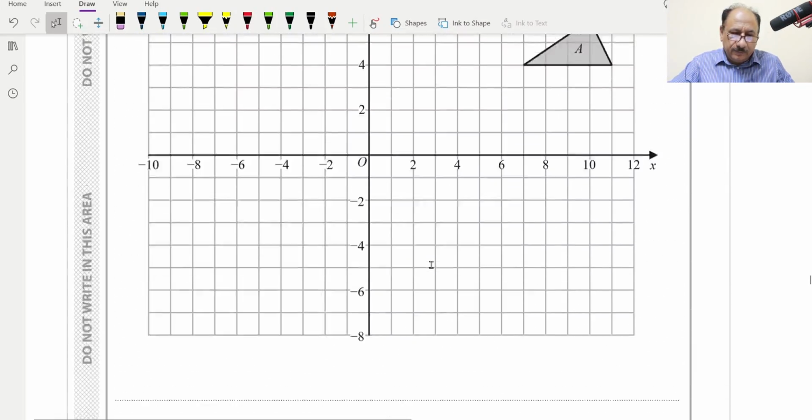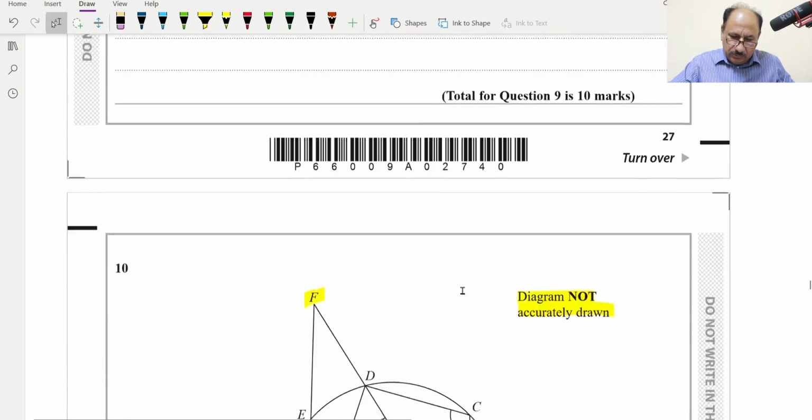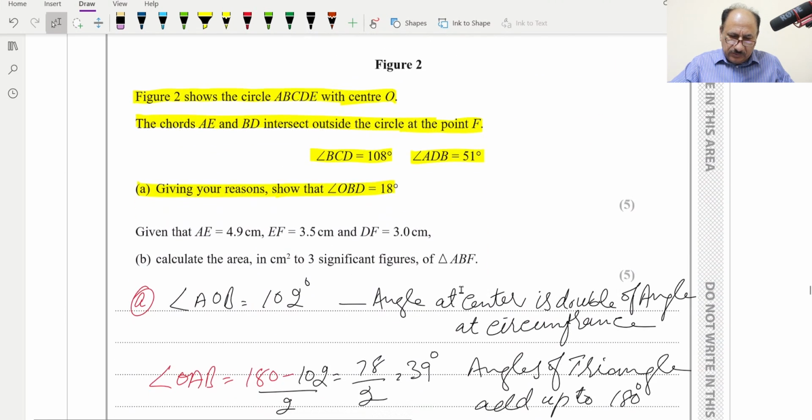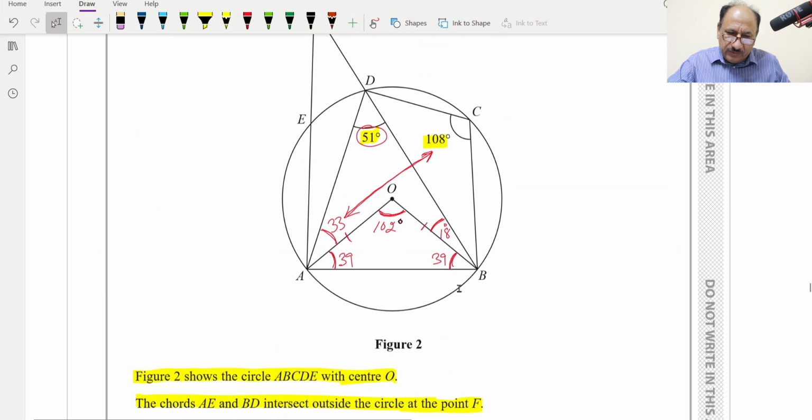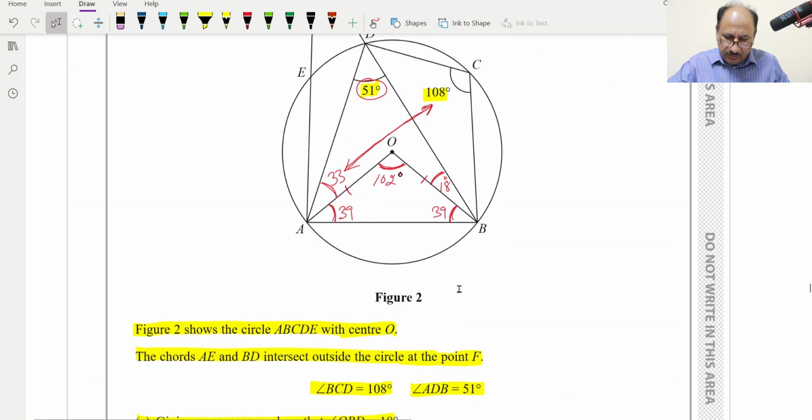Then we are moving up, I don't know why. So this part is done. Given that AE is equal to 4.9, EF is equal to 3.5 and DF is equal to 3.0. So this information is provided. Calculate the area in centimeter square to three significant figures of triangle ABF. So ABF, the bigger triangle. We have to find the area of that one.